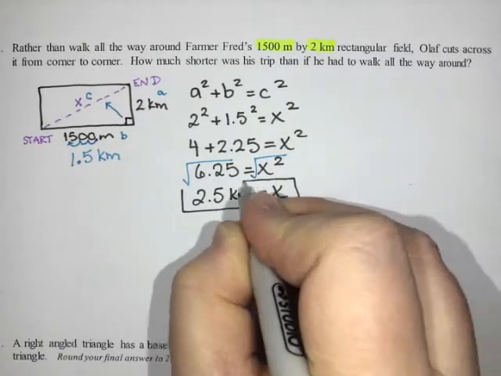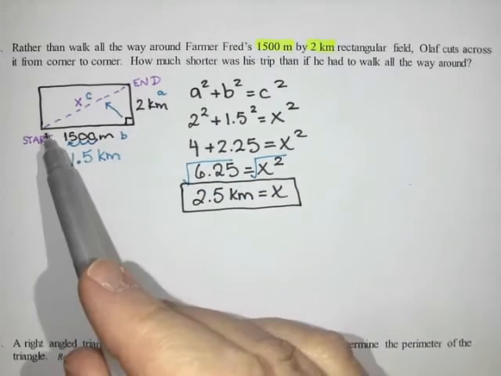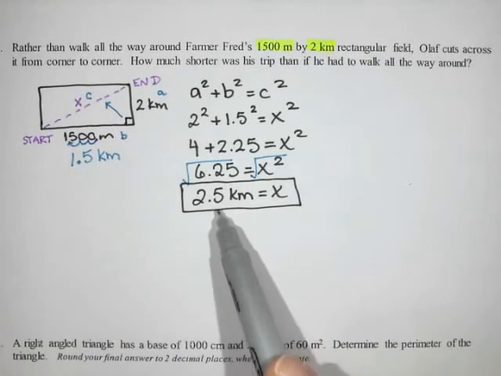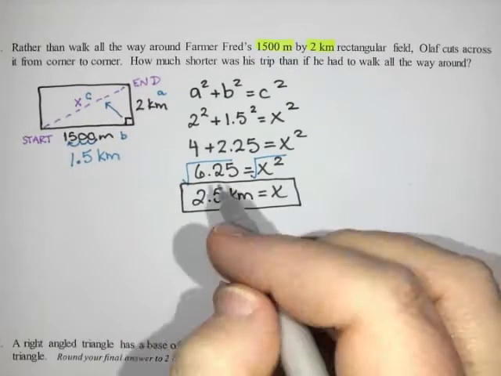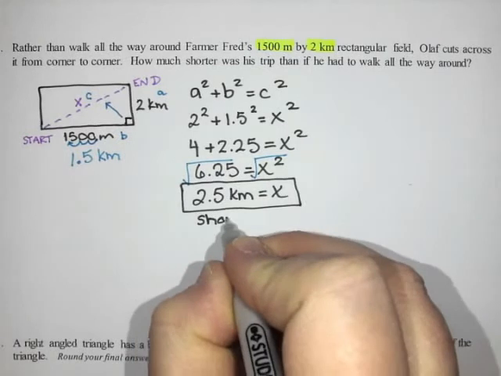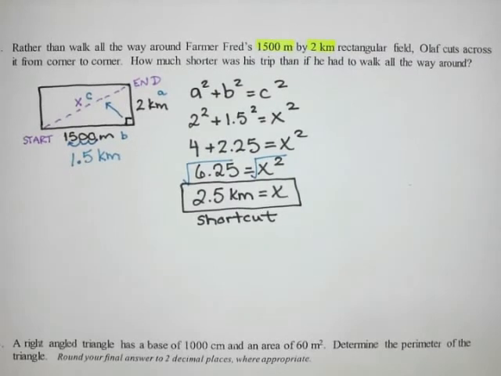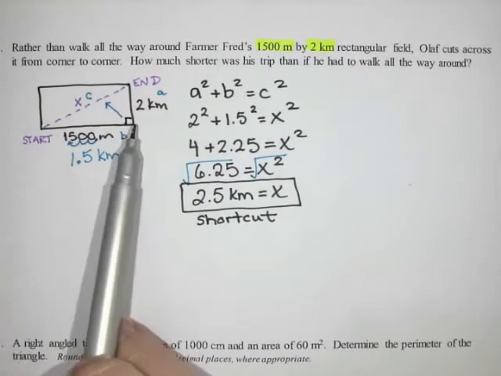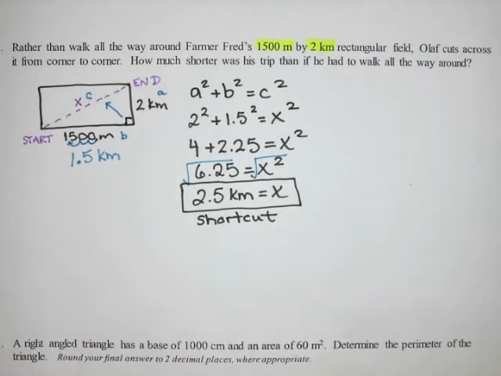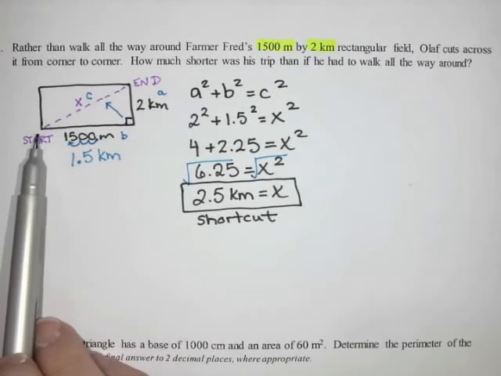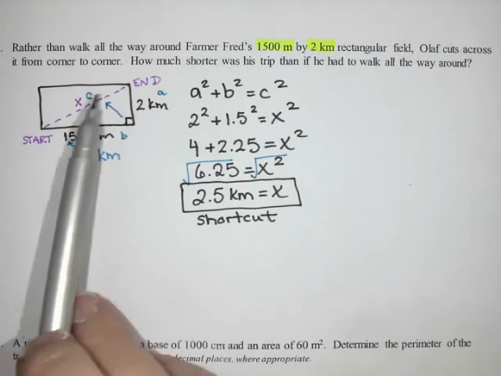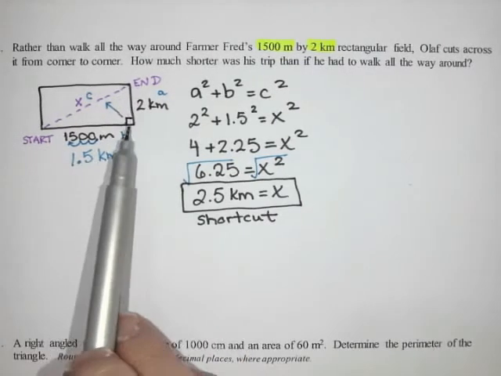So what that means is if he walks all the way across from corner to corner, he will walk 2.5 kilometers, right? That's the shortcut if he goes corner to corner. But the question isn't asking how far does he have to walk. The question is, how much shorter is it than going all the way around? And when it says all the way around, we're not going all the way around all the sides of the rectangle. It just means if he doesn't walk across the field, if he walks around the border of the field from where he starts to where he ends, how far is that?